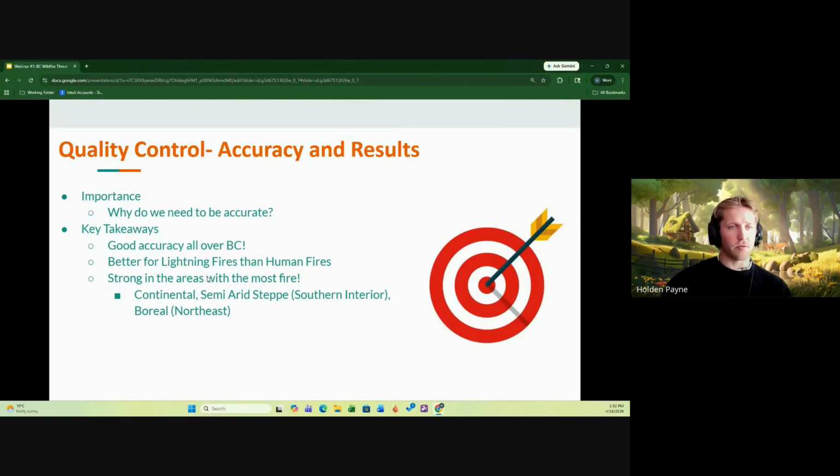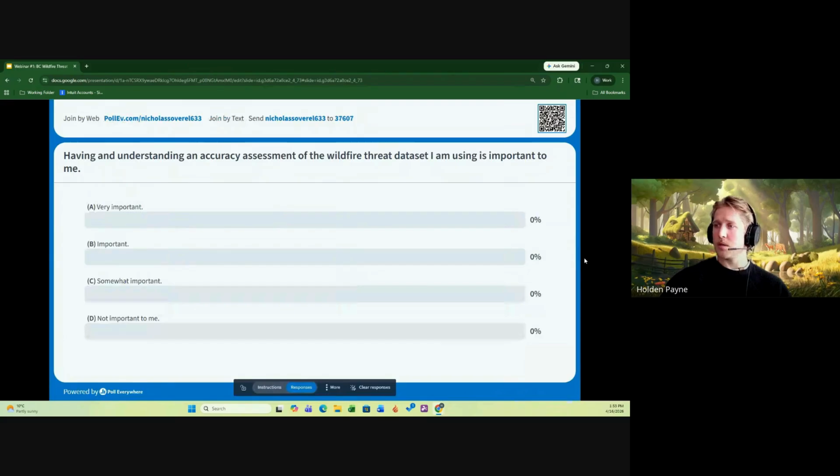And then by eco-division, we also had some variability. The strongest areas were in areas with the most fire, which is good. So the continental ecoregion, the Caribou central area, parts of the Rocky Mountains, and the semi-arid steppe or southern interior were also strong. And then the boreal, the northeast, was very strong, which we felt lined up pretty well.